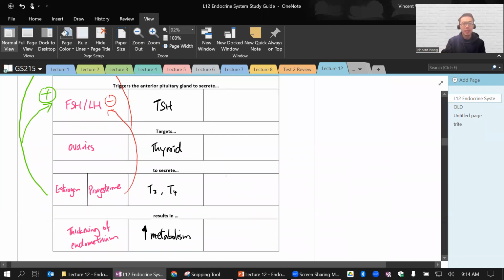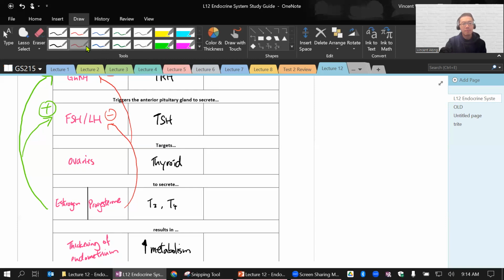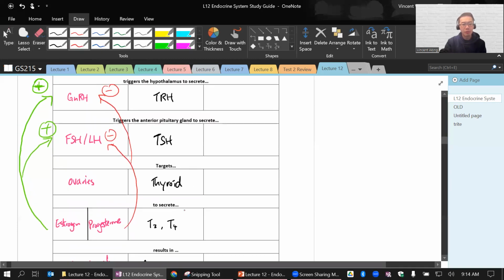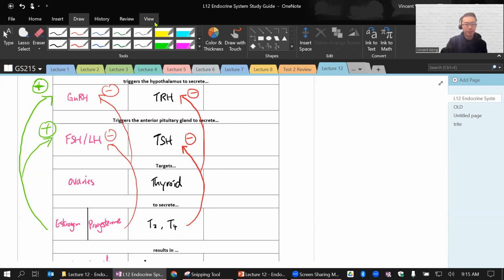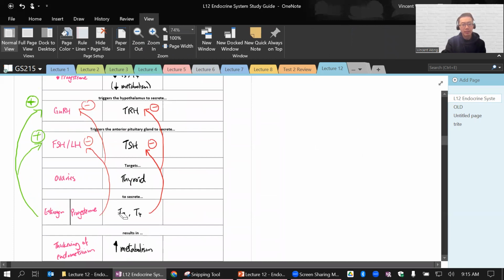That we're talking about. And of course, you don't want your metabolism to spiral out of control, right? You don't want it to keep on increasing and increasing and increasing. And so what happens is the T3 and the T4 will also go back and suppress the release of TSH and TRH through negative feedback. Okay, and that's why eventually the T3, T4 level will decline again, and then it will kickstart the whole path again.